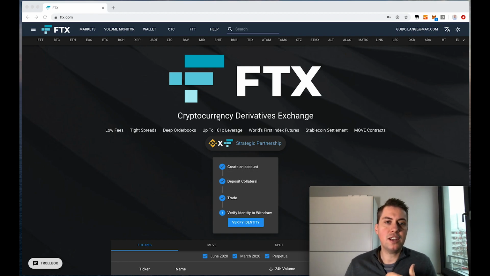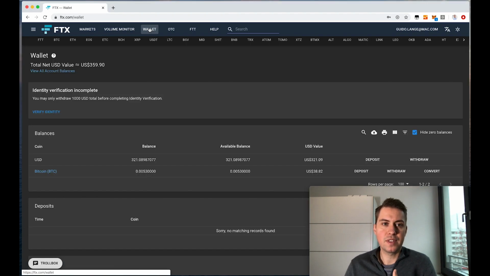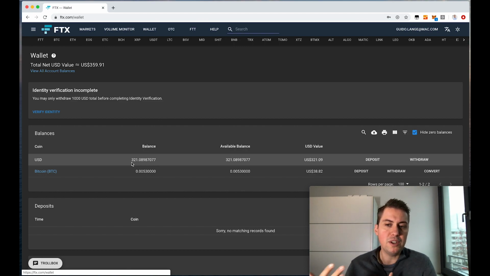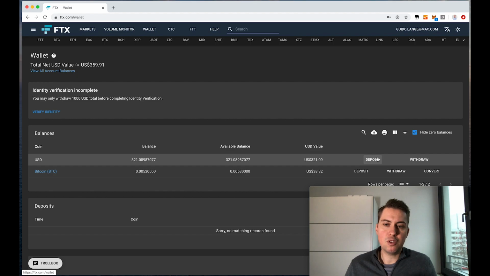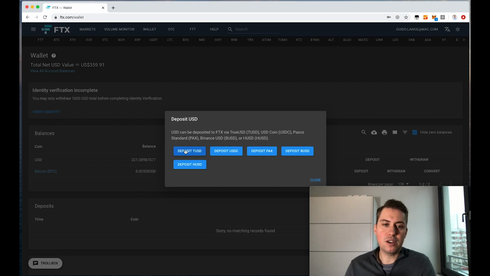And once you have an account, you need to deposit money in order to start trading on FTX. In order to do that, you just click here on Wallet. And then you can see you can either deposit USD. However, that's not a wire transfer or real USD. Those are USD stable coins. We will get to that in a second. Or you could deposit Bitcoin. So as I said, you can deposit USD stable coins. If you click on deposit, you can see you could deposit TrueUSD, TUSD, USDC, Paxos, and so on.